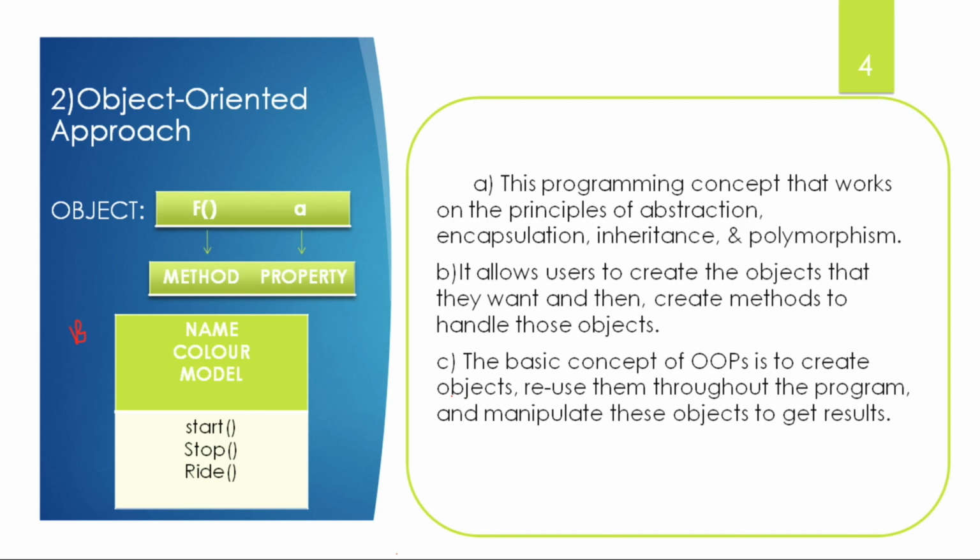So what is the main use of object? By combining function and the variables. In function oriented approach, we will use only the functions, but in OOPS we are using both the functions and the variables in a single term named as an object. So these objects can be reused throughout the program and manipulated. By using these objects, we can manipulate the given program to get the result.